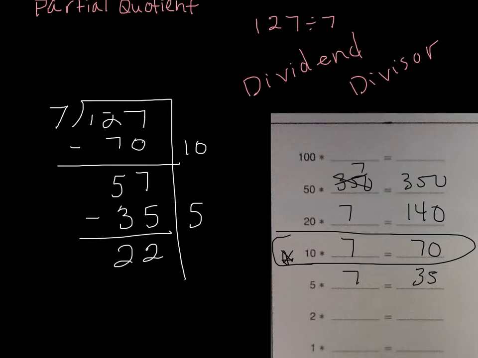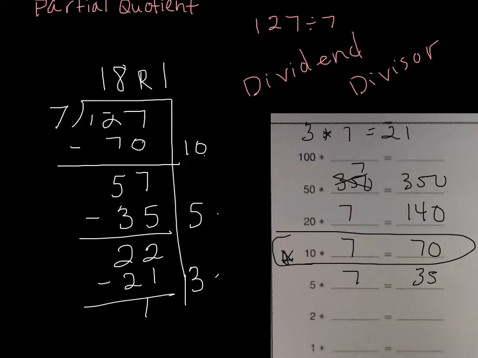How many more groups can we take out? I know that 3 groups of 7 equals 21. That's really close to 22. So I can subtract 3 groups of 7, which is 21, and I'm left with 1. I can't take a group of 7 away from that at all. So let's see how many groups I took out. I'm going to add them up. 10 plus 5 plus 3 is 18. So at the top of the problem, I'd write down 18. I took out 18 groups of 7, and there's a remainder of 1.